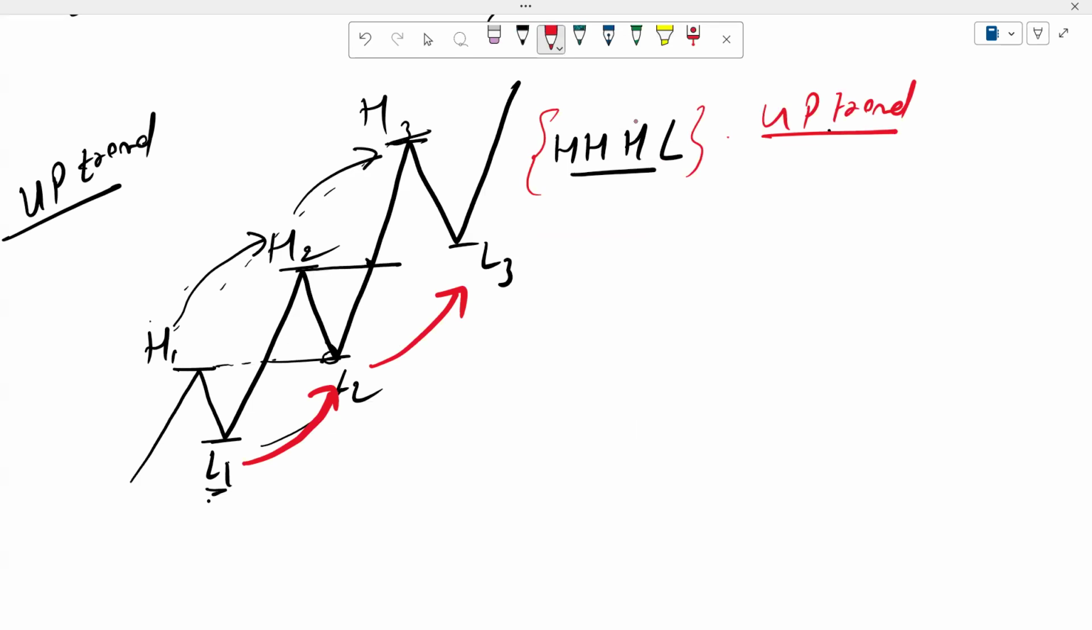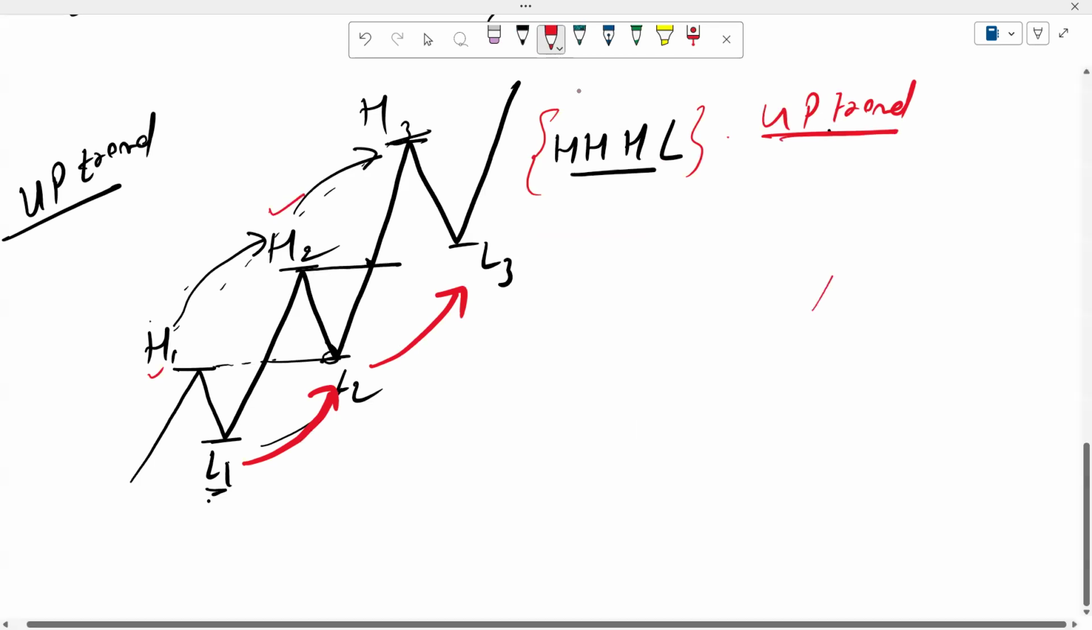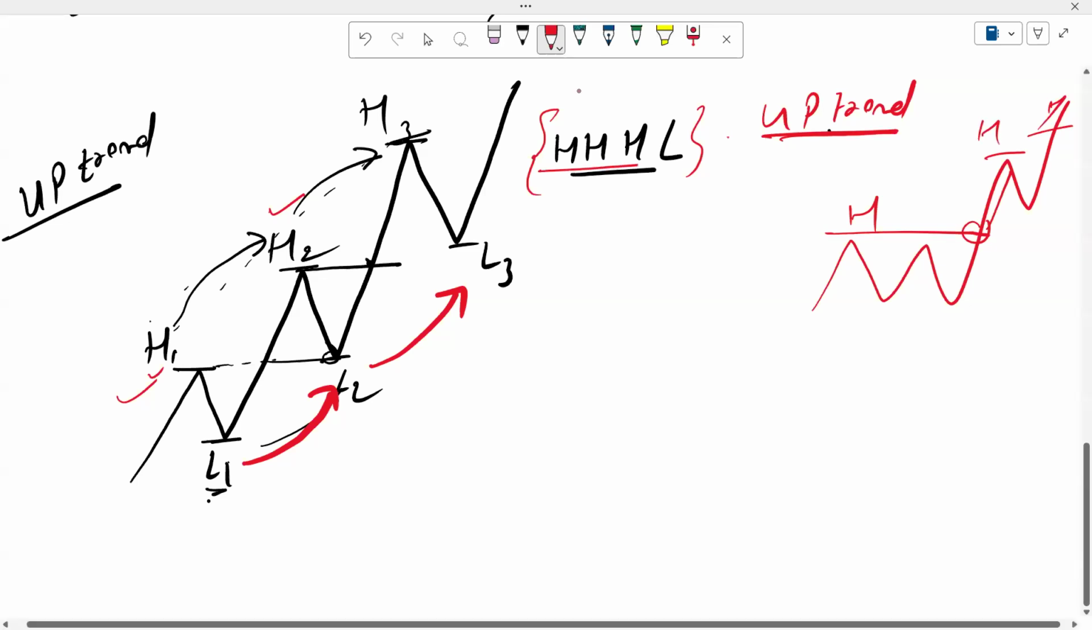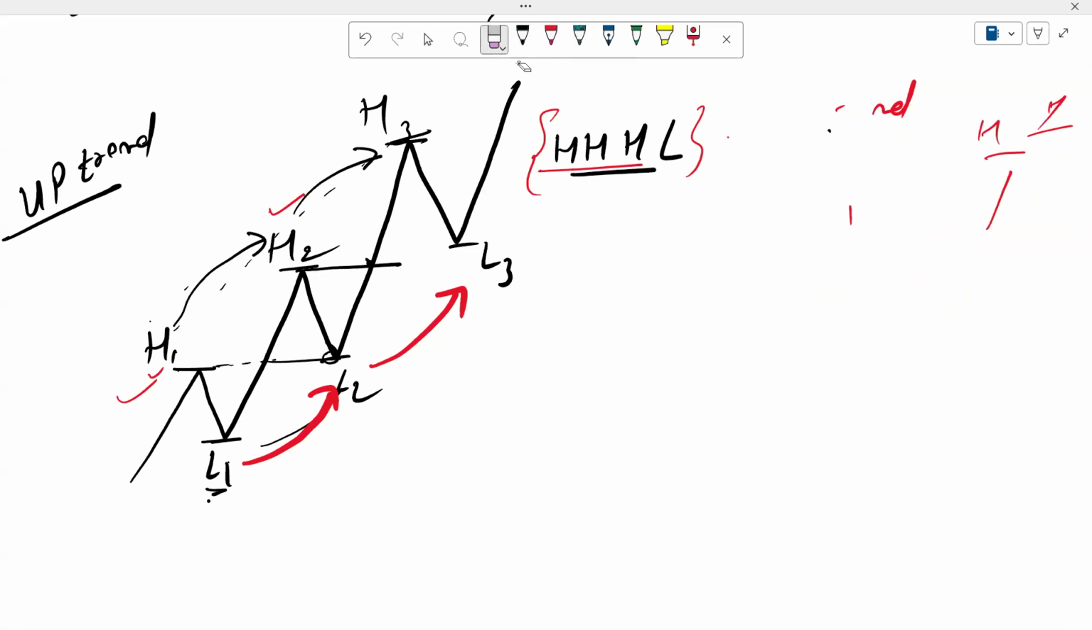It means the market has to break previous highs and make a new high, only then it's an uptrend. Okay, this one is not an uptrend. This is a real uptrend in which the market is making a new high every day. This is also an uptrend. It made a high, again it makes a new high. So higher high, higher low will be an uptrend.